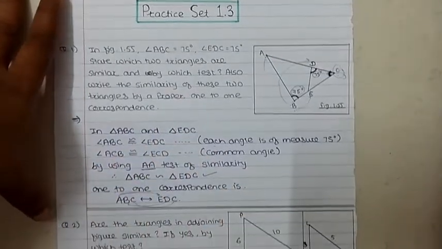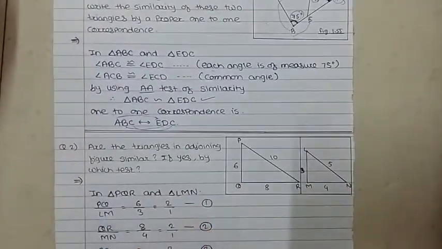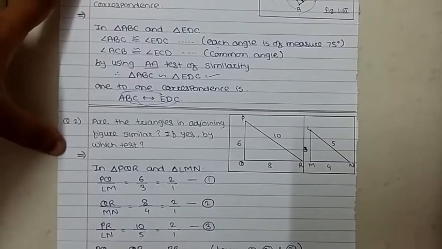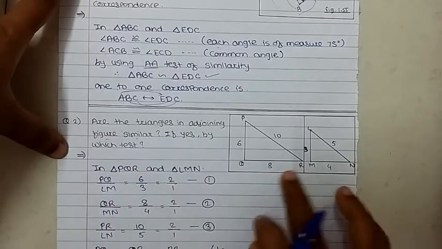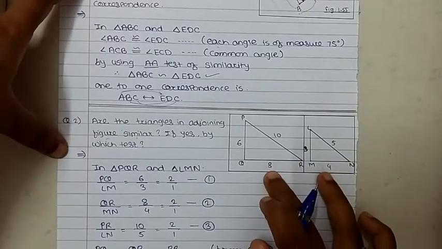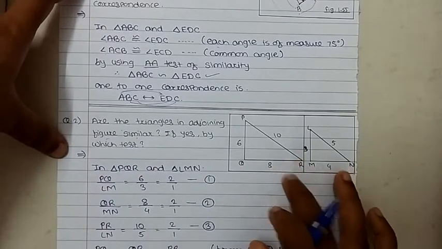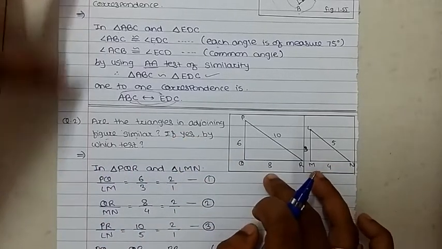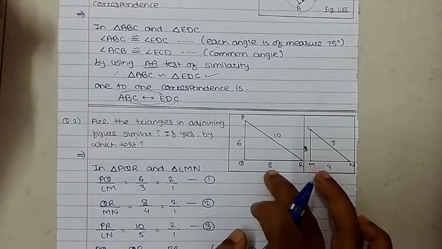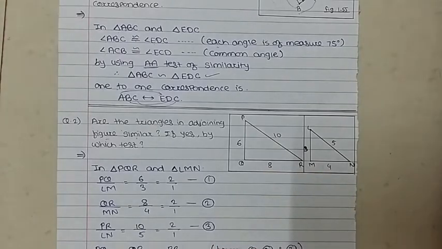Now next, second question. Are the triangles in the adjoining figure similar? We have to show whether these two triangles are similar or not. If yes, then by using which test we have to show that these triangles are similar. We have to write that here.